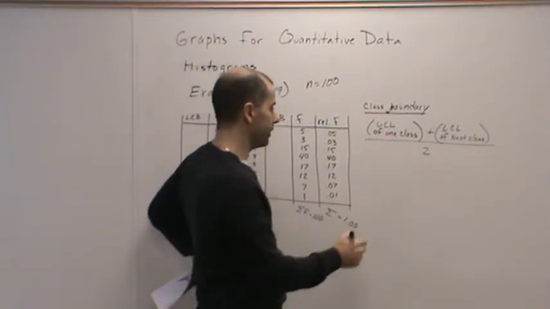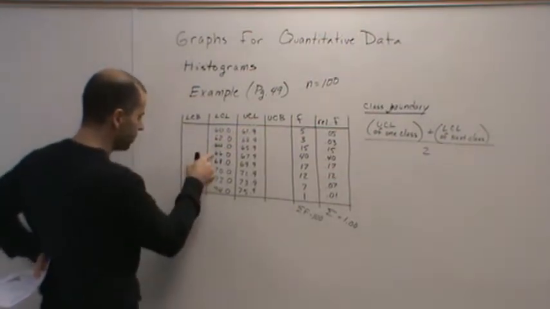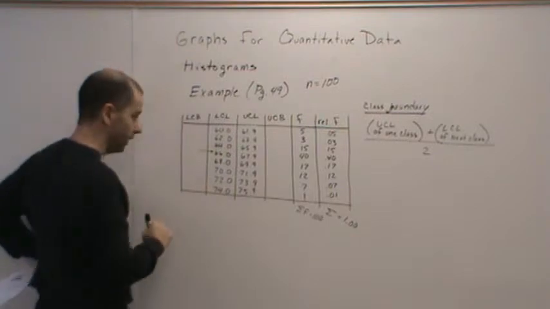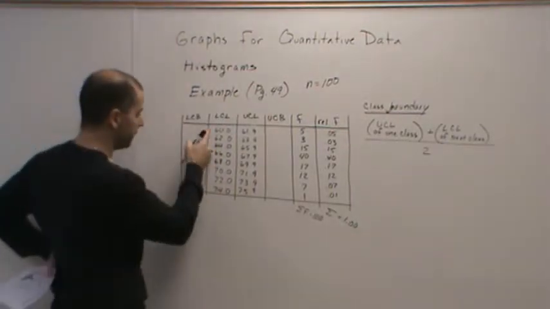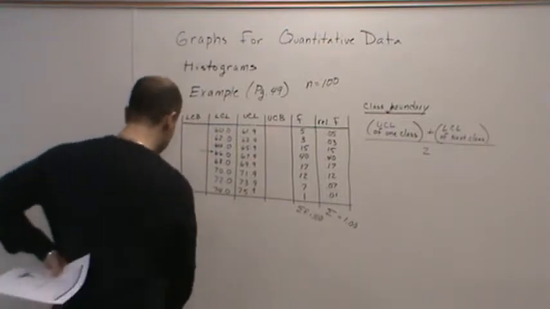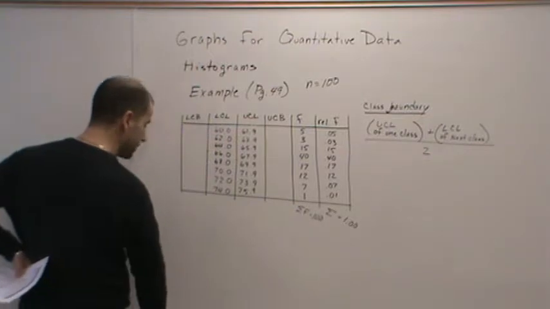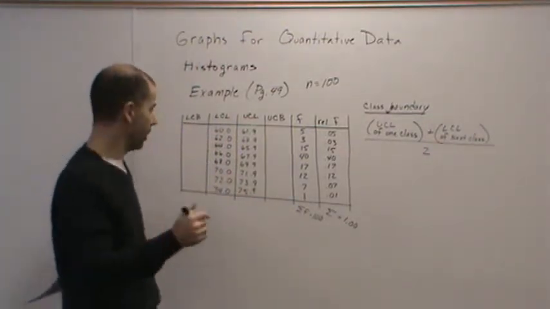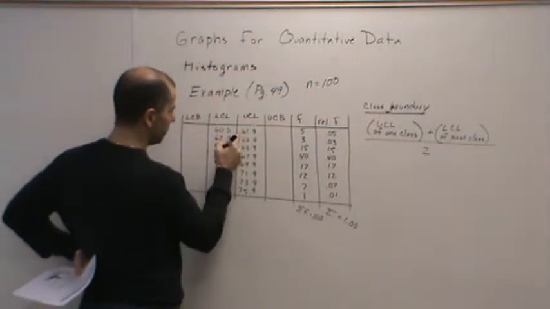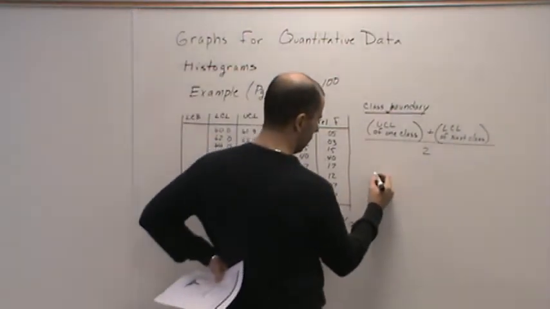So you're going to pick a class. It doesn't matter which class you use. I would typically use the first class, but it doesn't matter which upper class you use. So let's use the first class. What's the upper limit of the first class? 61.9.